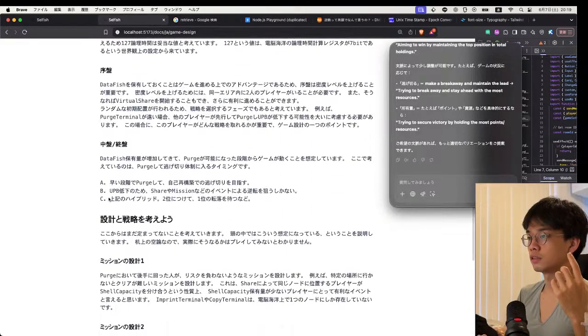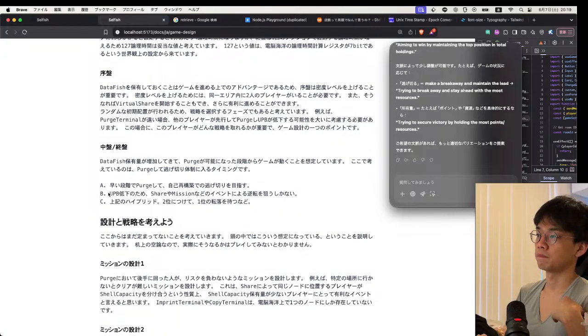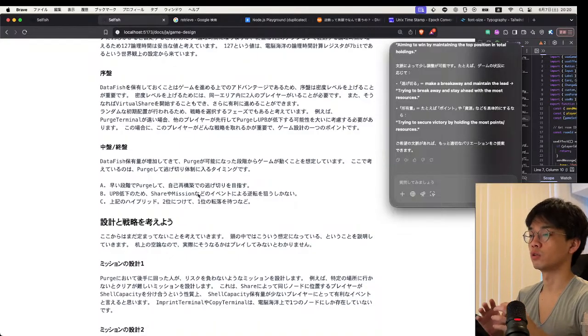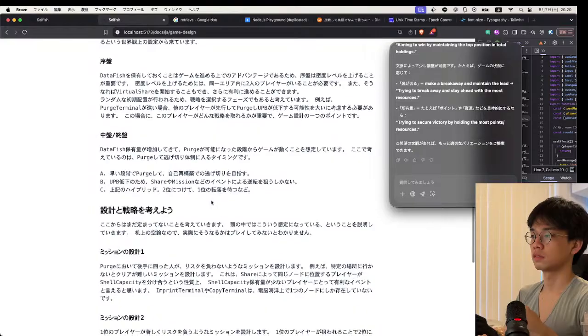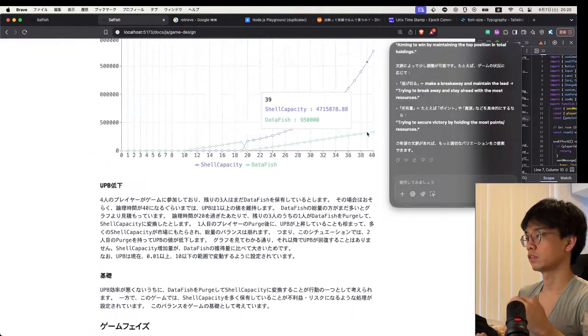Okay, and pattern B. The player is only able to try to come back by share feature or completing missions, because the UPB is already going down and so worse. So like this player.